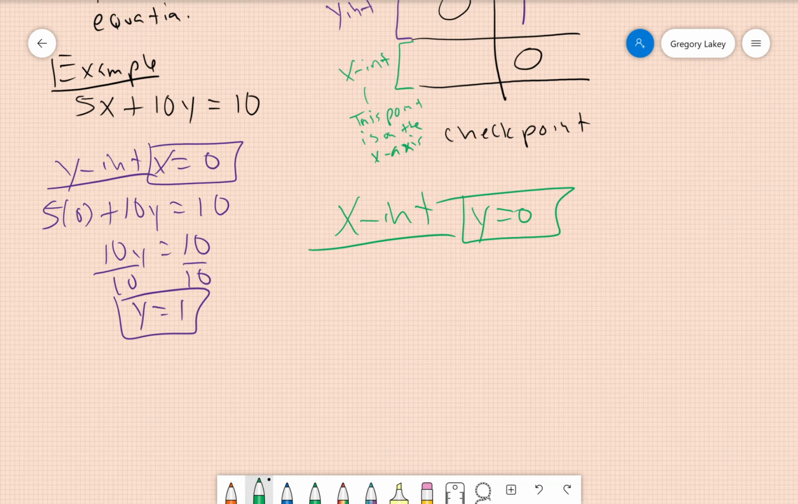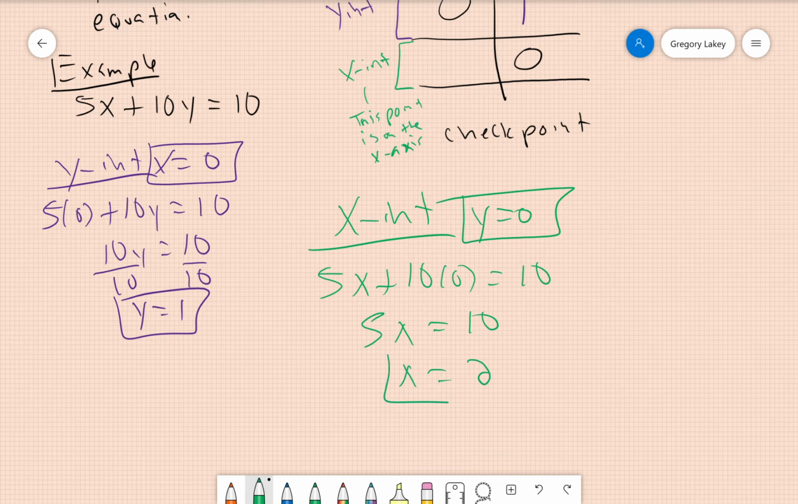So you want to keep putting these little small cues so that way you don't forget. It's very easy just to confuse something really quick with x and y intercepts. So now let's rewrite the equation again, but now let's go ahead and replace the y with 0. 10 times 0 equals 10. 5x equals 10. X equals 2. Go ahead and place that in the box of 2, 0.